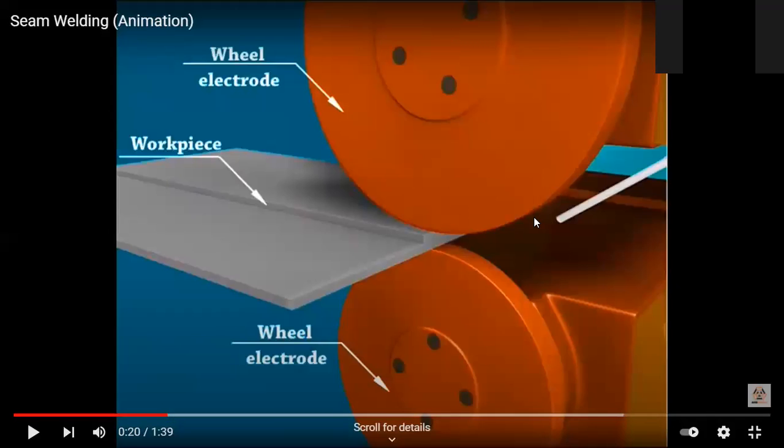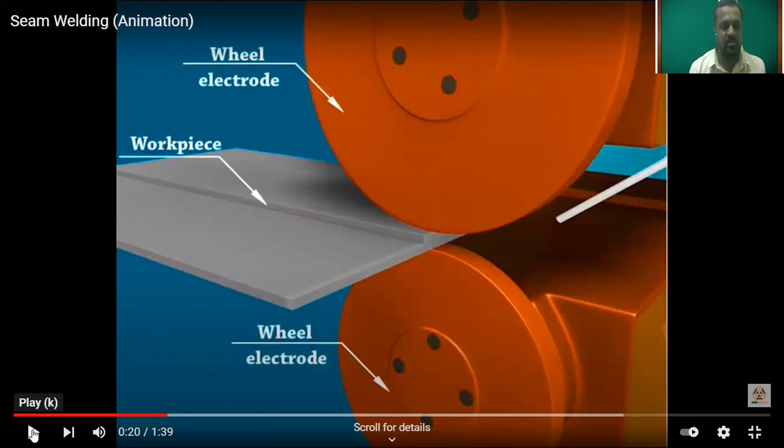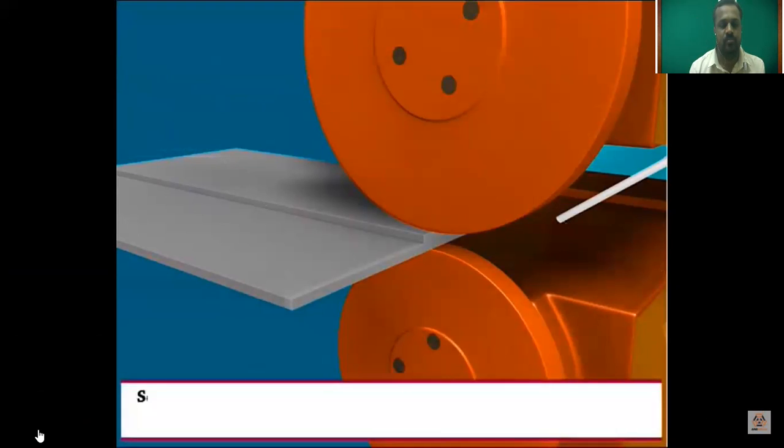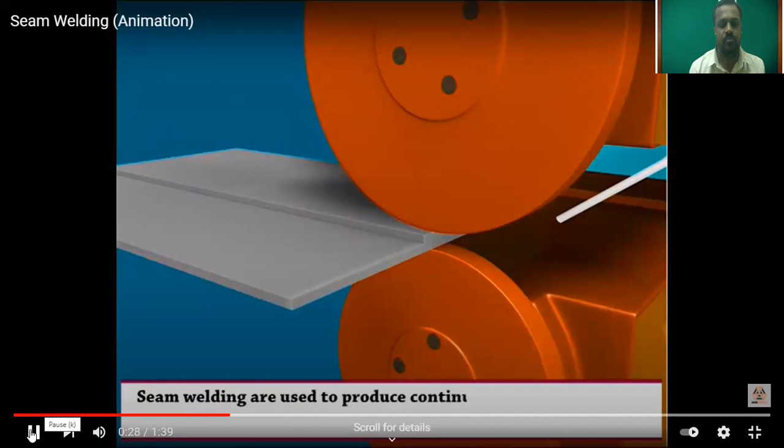Okay, again we are using here the same concept as spot welding, but in spot welding we are giving the spots through the electrodes, while here instead of that spot we are using the wheel electrodes. Now see here, these are our workpiece. Water tube. Seam welding is used to produce a continuous joint between two workpieces.